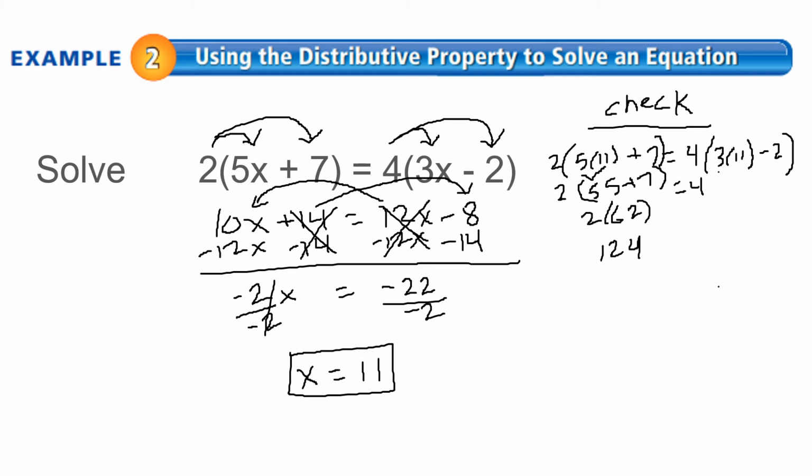same thing. We're going to solve within the parentheses first. 3 times 11 is 33. 33 minus 2 is 31. And 4 times 31 is also 124. So since both sides are equal, when x is 11, that confirms that 11 is in fact our solution, and we're 100% sure of it.